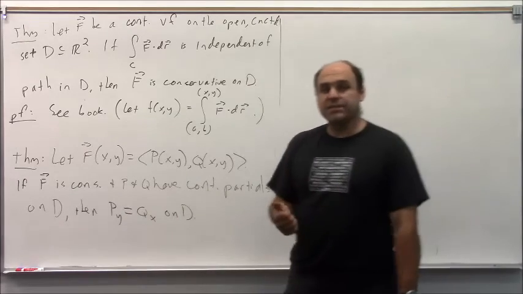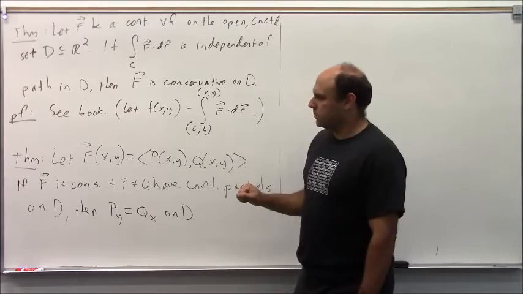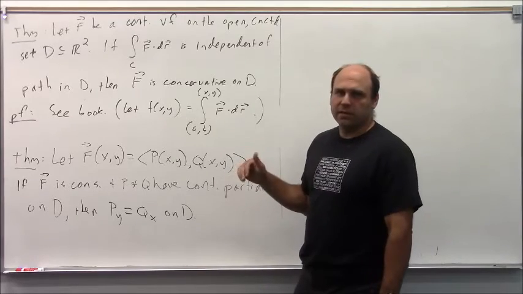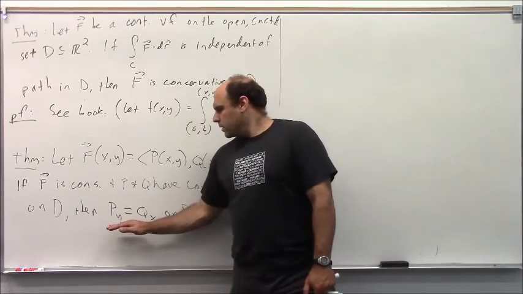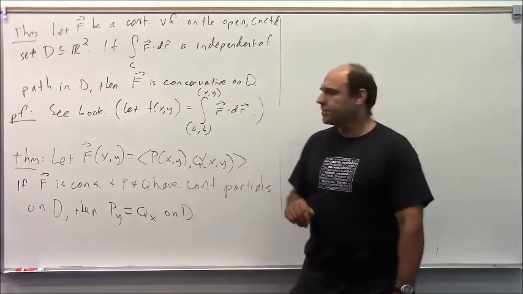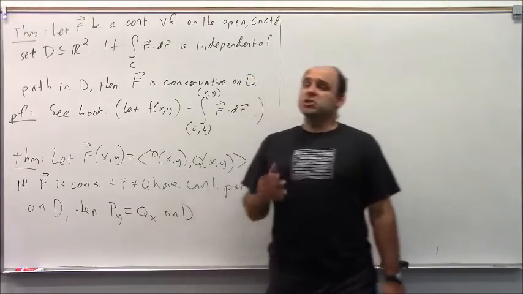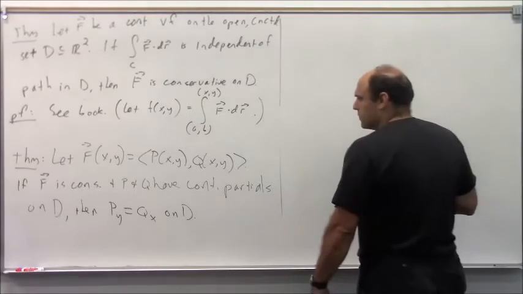The contrapositive of that, a logical statement that's connected in a way to this one through logic: if these things are not equal, then F cannot be conservative. If these are equal, then there's a chance that F is conservative, and it might be worth looking for a potential function.